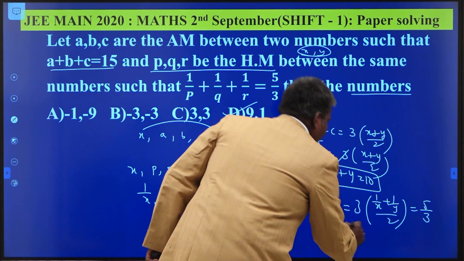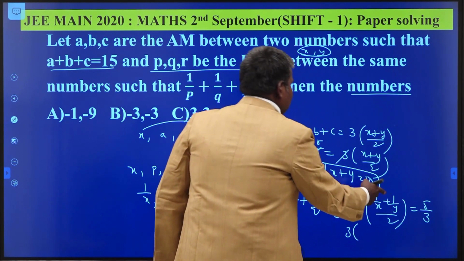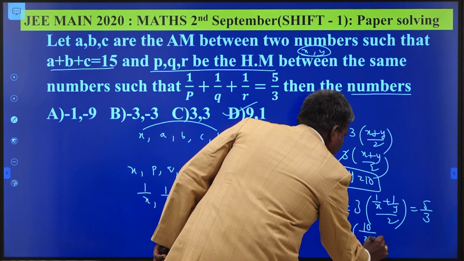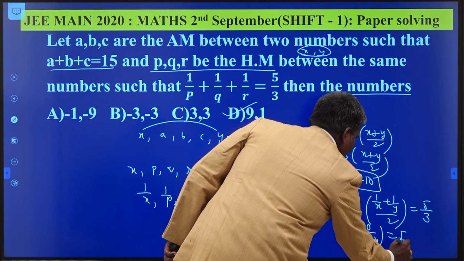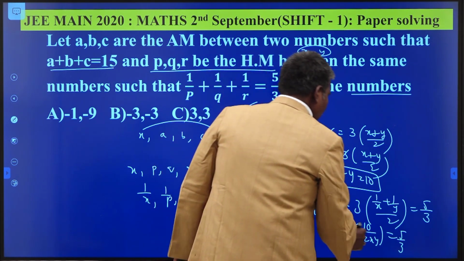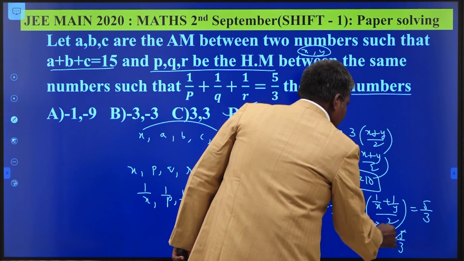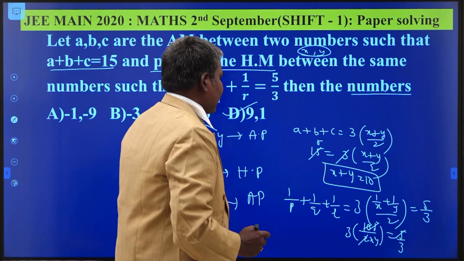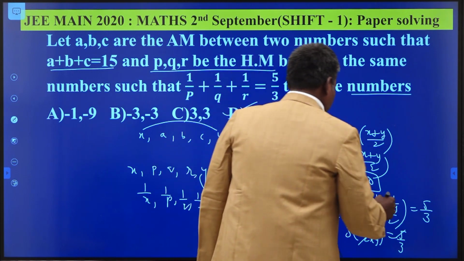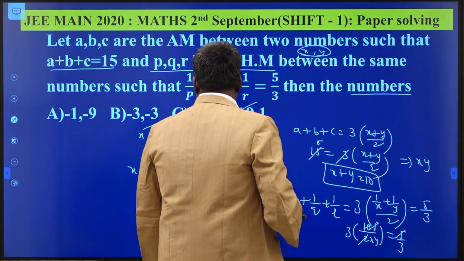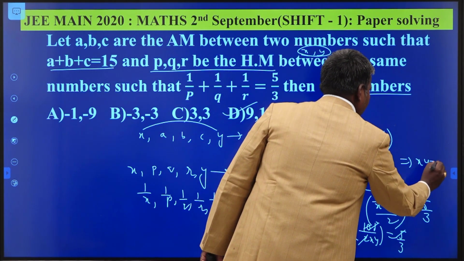Now 3 times X plus Y. What is your X plus Y? 10. 10 times 2xy is equal to 5 by 3. Now this is 5 times, 5 gets cancelled. So xy is equal to what now? 9. xy is equal to 9.